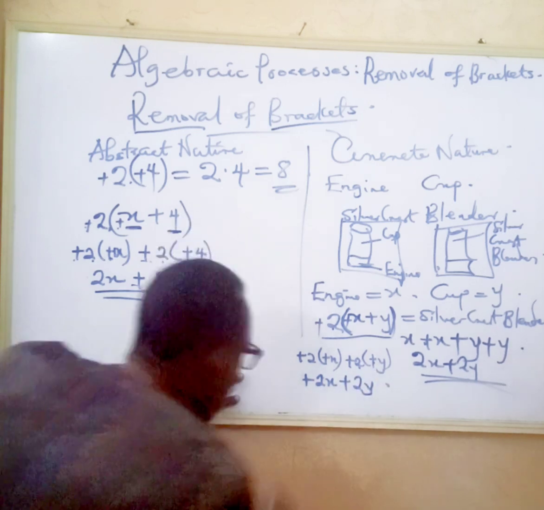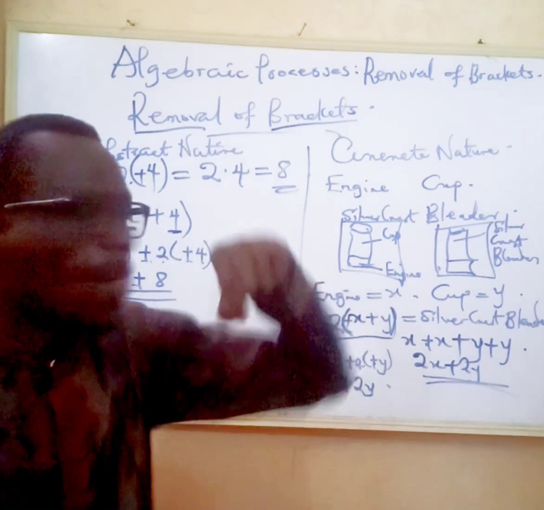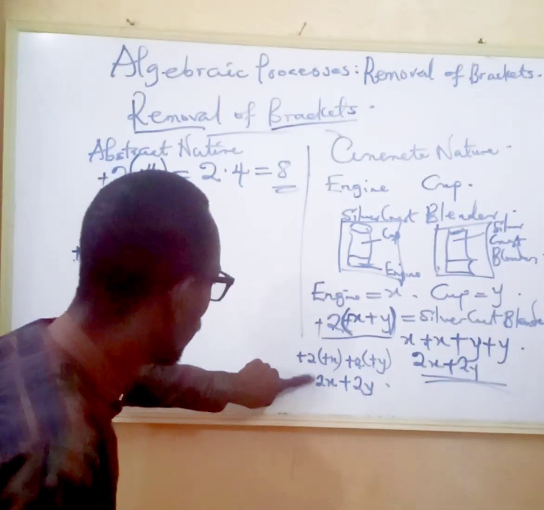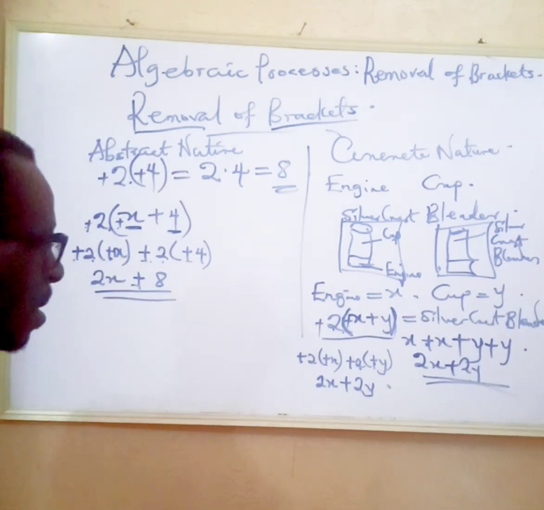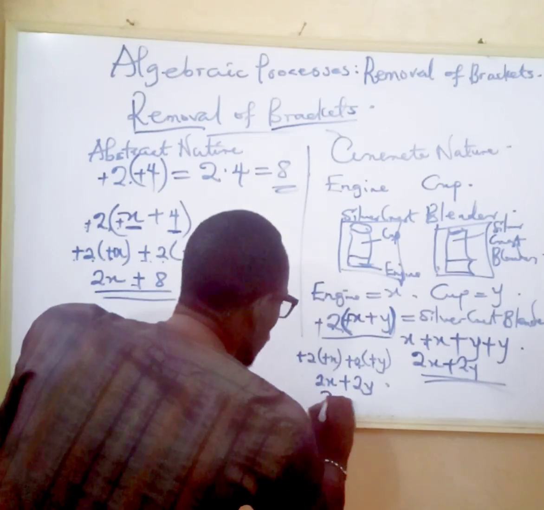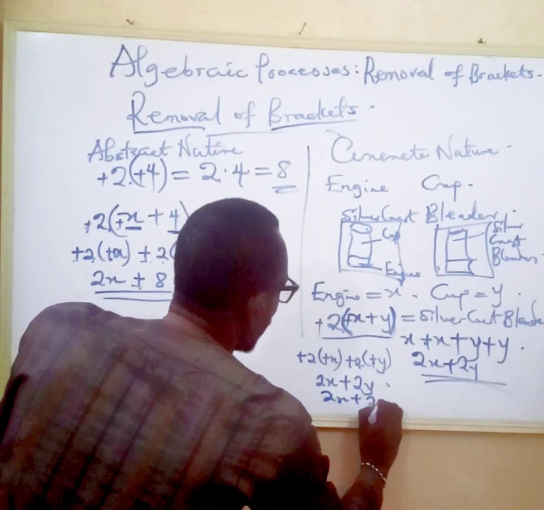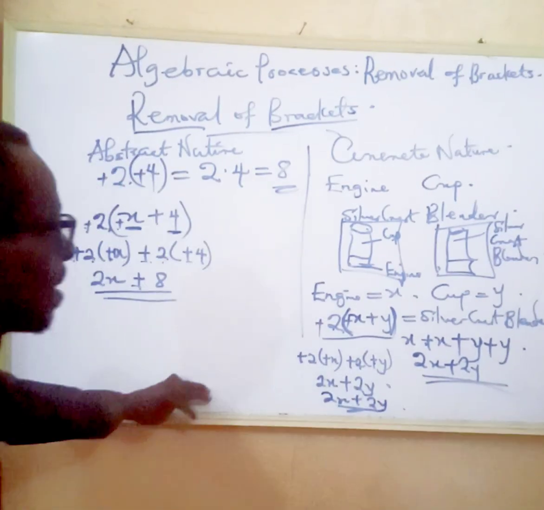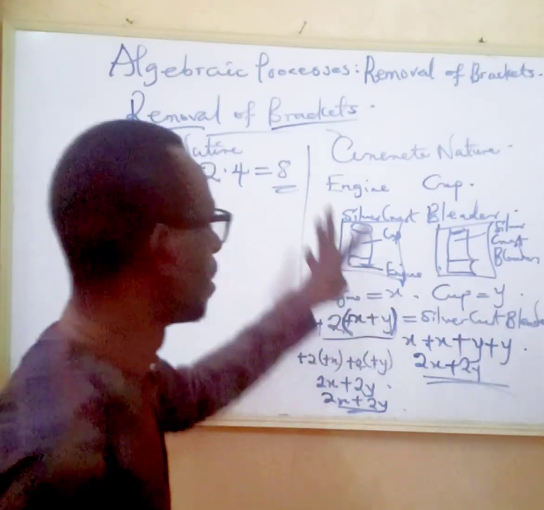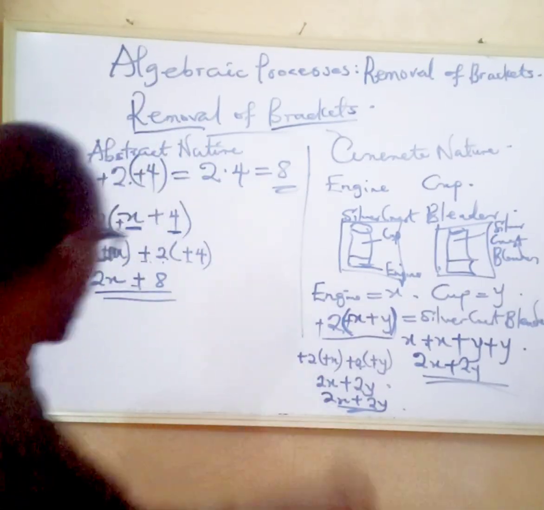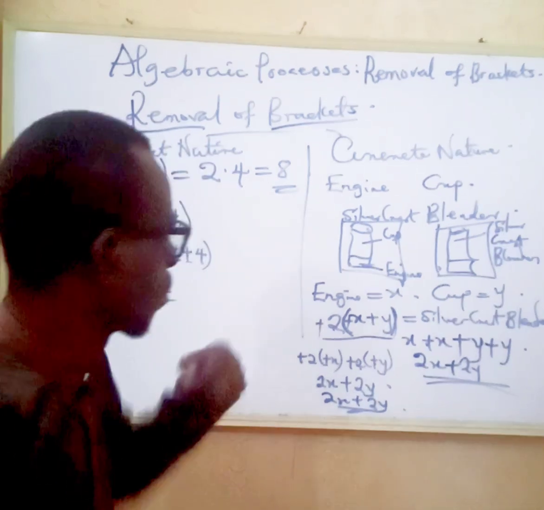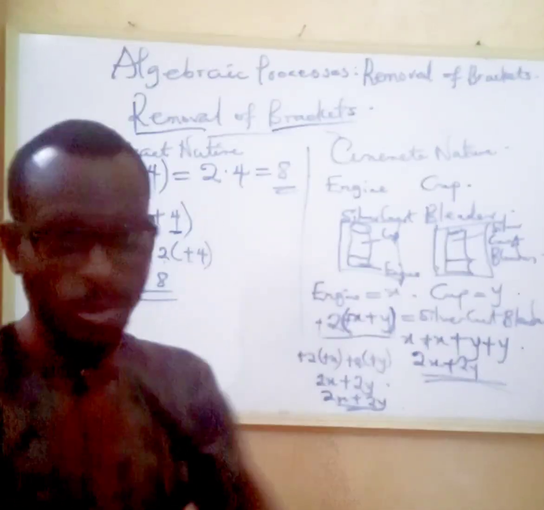Remember, we have said that if a positive operator starts an expression, it is removed from it because it gives you a perfect result. So we have 2s plus 2y, which is the same thing as the concrete analysis using the Silver Crest blender as compared with the abstract nature. So everything we'll be doing will be going through the concrete aspect of this so that everybody will be able to understand what you're talking about.